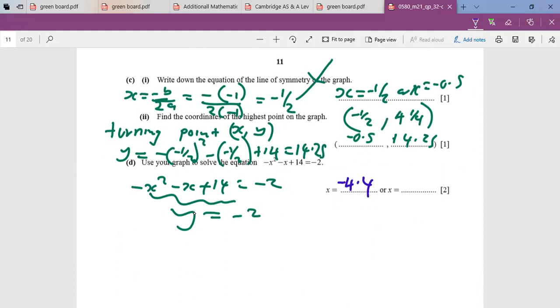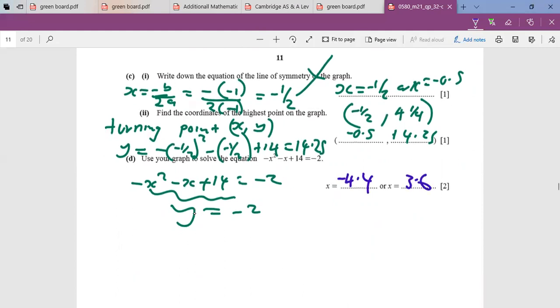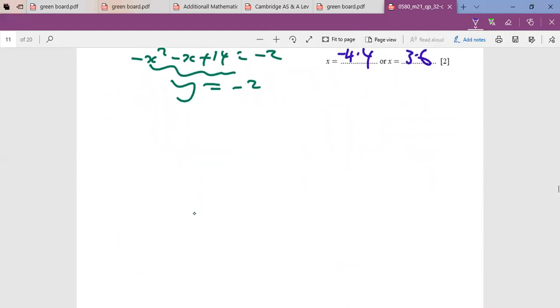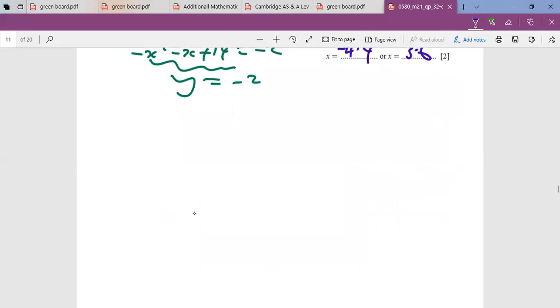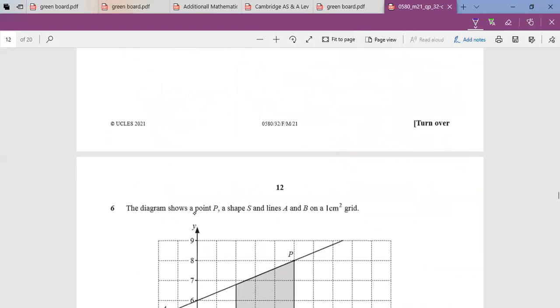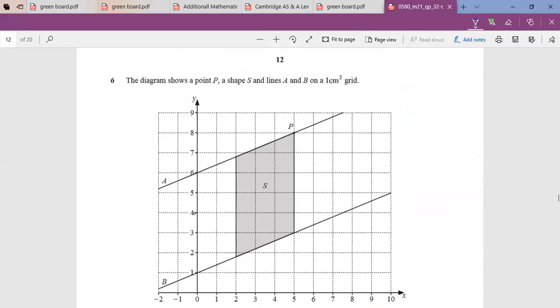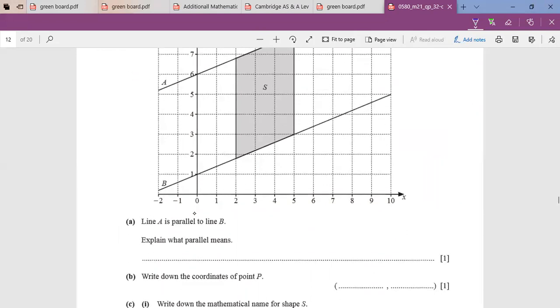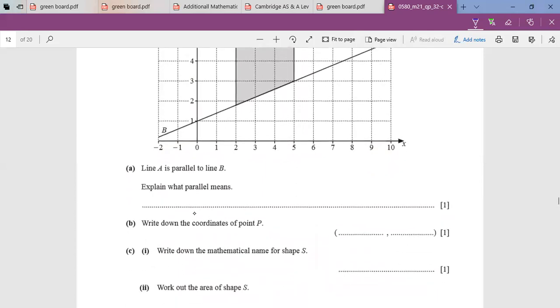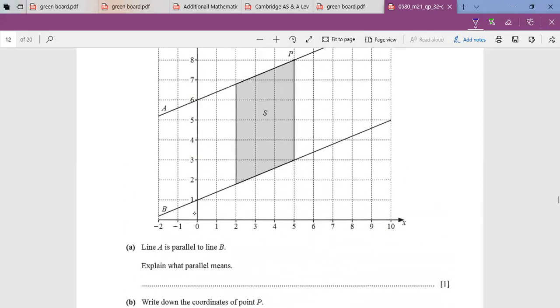Negative 4.4 or 3.6. Okay, so we can go to the next question. Question 6. Okay, which is our last question?